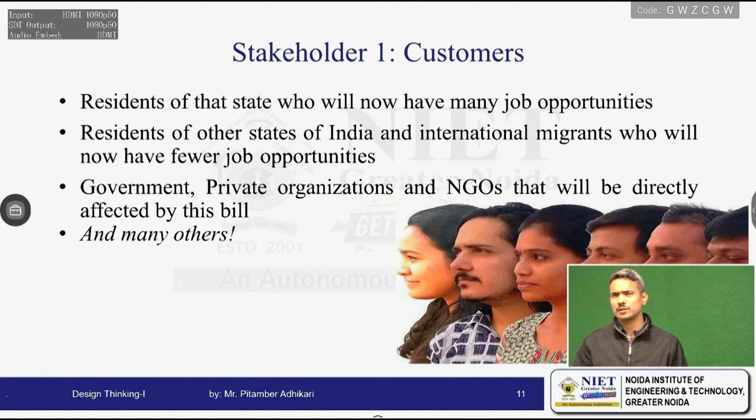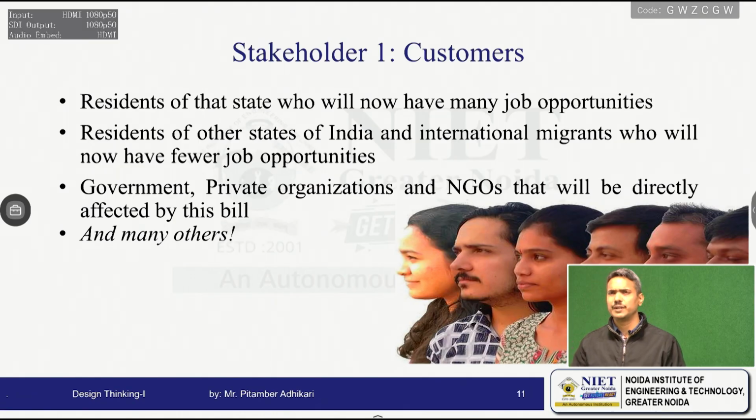So what is our original problem statement? The government wants to pass a bill giving 85% reservation to the native people of that state: whatever companies are working in that particular state will provide jobs to all the natives, all the local people. So they will give 85% of jobs to those people only. After looking at the problem statement, we can easily identify who the customers are, who stakeholder 1 is.